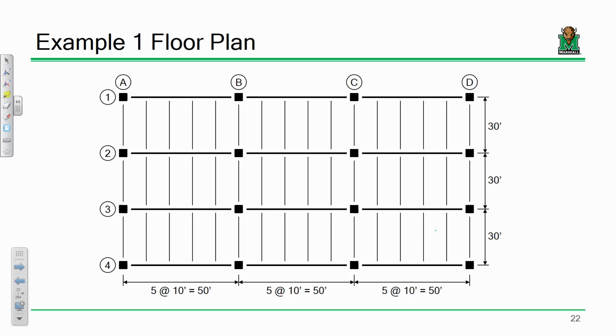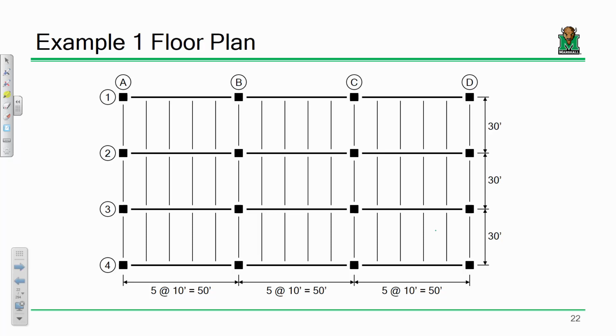Now, a couple other engineering terms to throw at you. I would refer to this building as being 3 bays wide and 3 bays long. The bays being sort of these regions, these rectangular regions between columns. So this would be a bay. So there's 1, 2, 3 bays, and 1, 2, 3 bays. So that's what we're talking about.